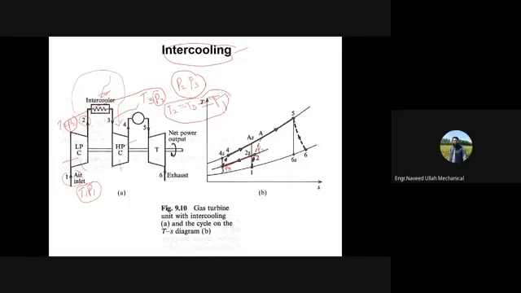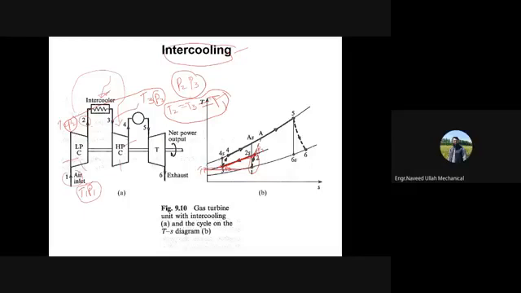Here on the TS diagram you can also see that 1 to 2 is your compression process in the low pressure compressor, then 2 to 3 is the constant pressure intercooling process, or constant pressure cooling process. Okay, now here you can see that this is your T1 and this is your T3.